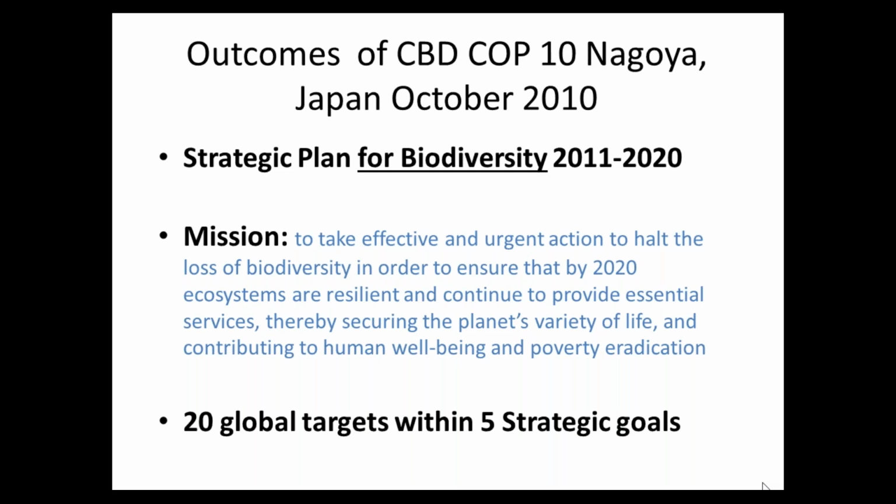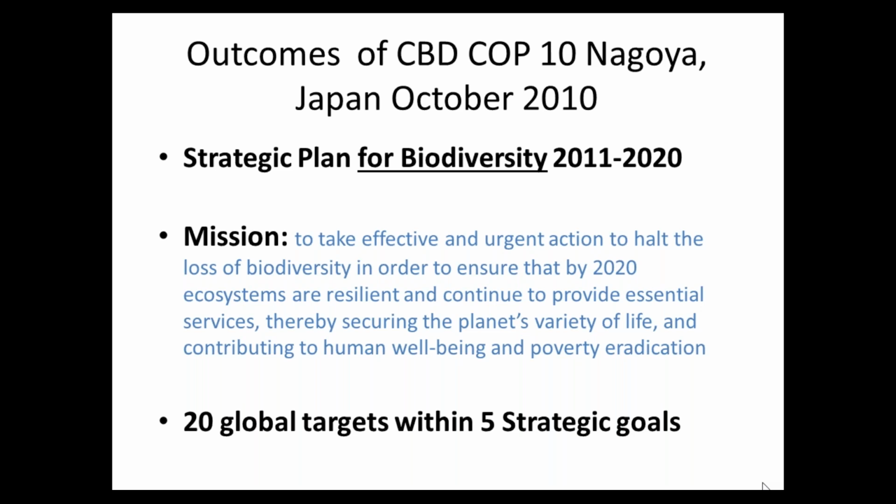One of the main things about it was that, while it was certainly for the conservation of species and habitats, it was also about trying to frame the role of biodiversity and resilient ecosystems, and the services that they provide, in underpinning sustainable development. And so the mission included recognition of its role in contributing to human well-being and to poverty eradication.